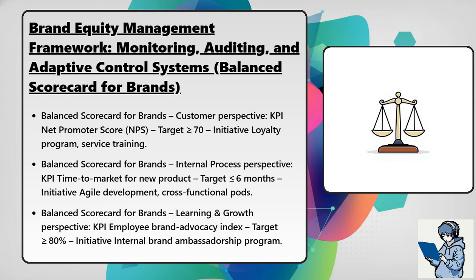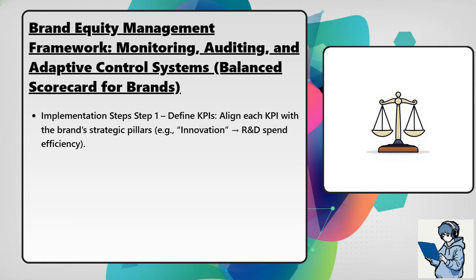KPI: employee brand advocacy index, target 80% or higher, initiative: internal brand ambassadorship program. Implementation step 1, define KPIs. Align each KPI with the brand's strategic pillars, for example, innovation leading to research and development spend efficiency.